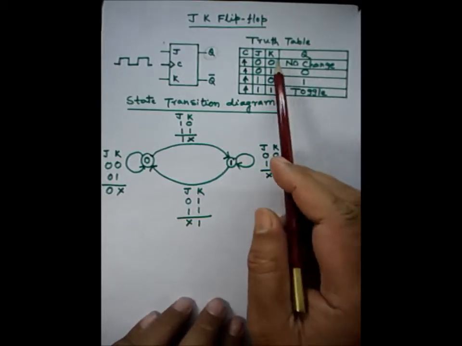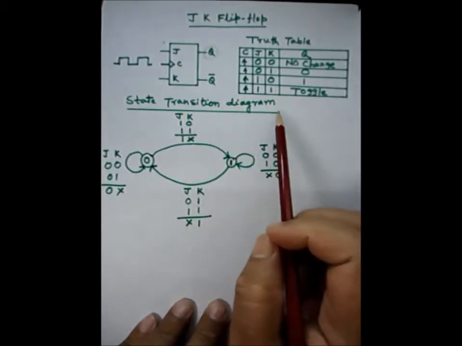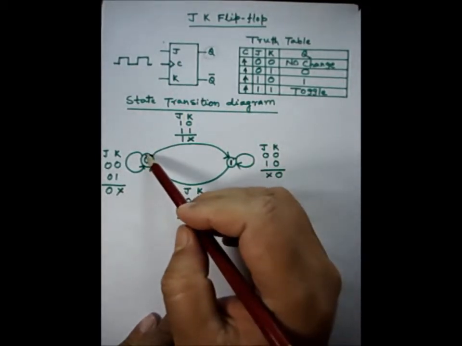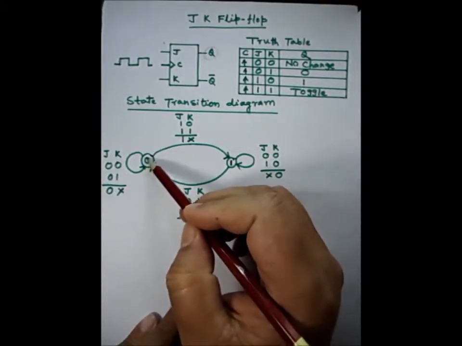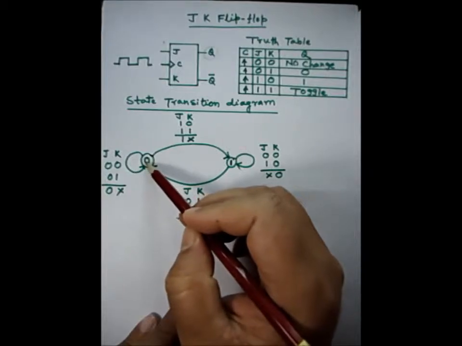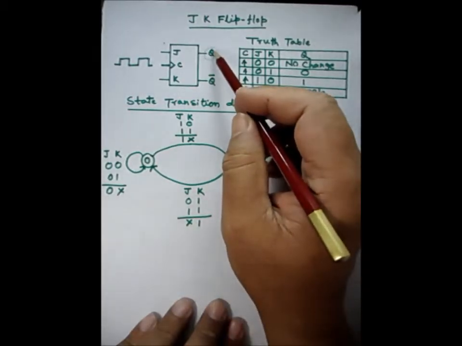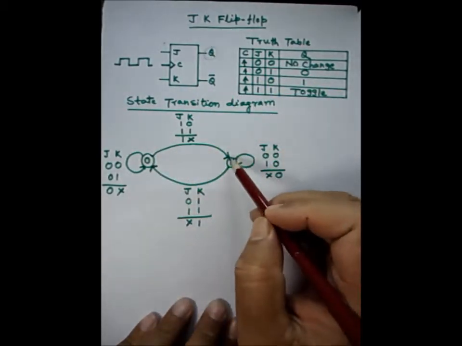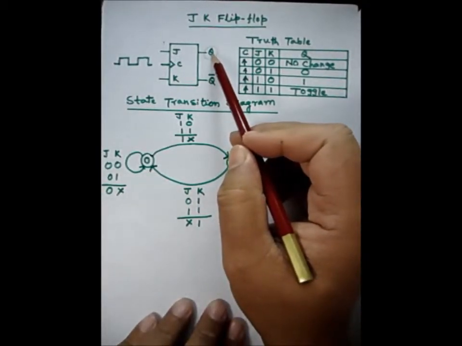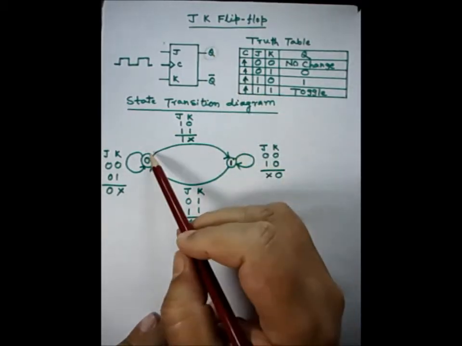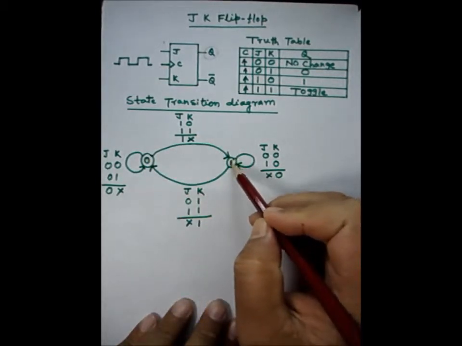Now on the basis of the truth table, we can prepare the state transition diagram. I have shown the state transition diagram here in this circle. Inside the circle I have shown 0. That is the state, that means the state of Q. Because Q can take two states only, either it will be 0 or it will be 1, we have shown here one state is 0 and another state is 1.